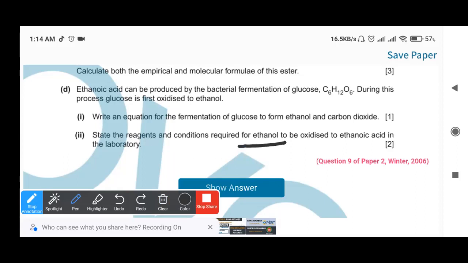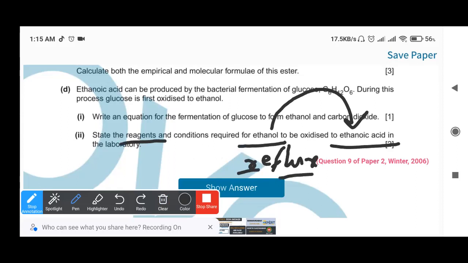So ethanol is converted to ethanoic acid. What we need to do is use a reagent which is an oxidizing agent. Just a few moments ago I told you it's acidified potassium manganate 7, and the condition is reflux. Why reflux? It means returning into the flask. The ethanol is a volatile compound, it easily gets converted to vapor.